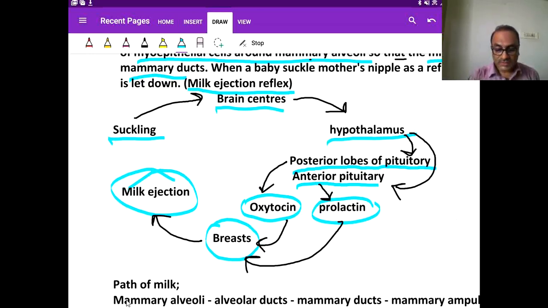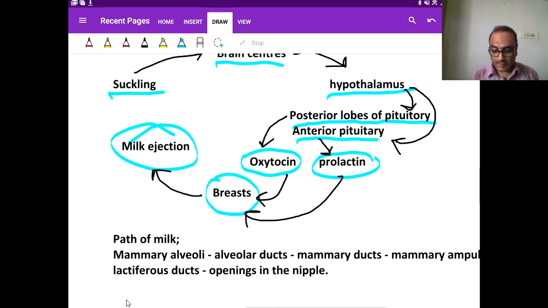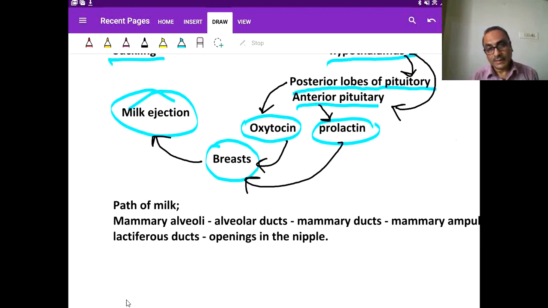And as long as the newborn baby keeps on suckling, the mother's breast goes on producing milk. Once the suckling stops, slowly the production of the milk also declines and completely stops. The period when the mother is feeding the baby with her breast milk is called lactation.